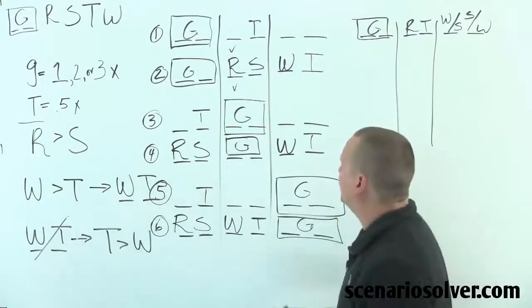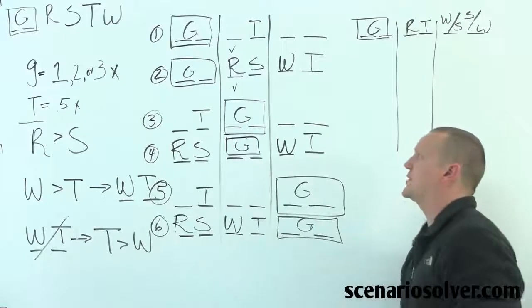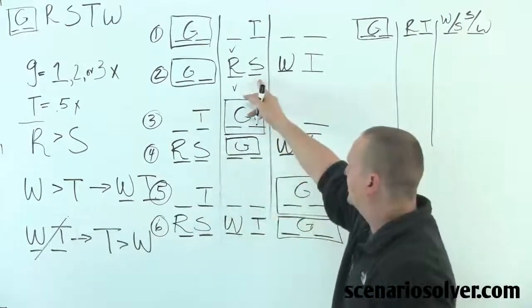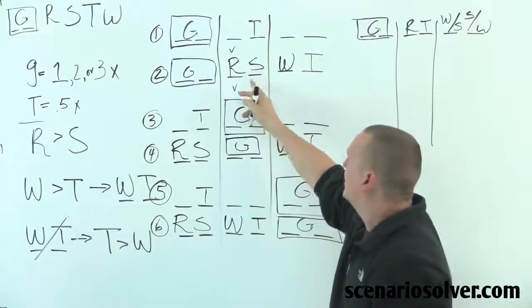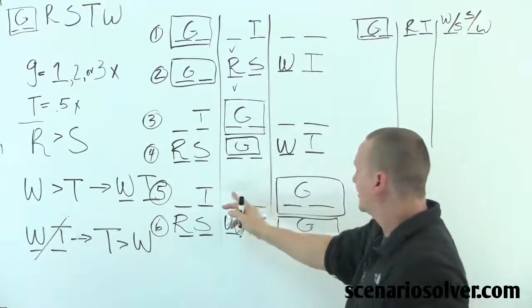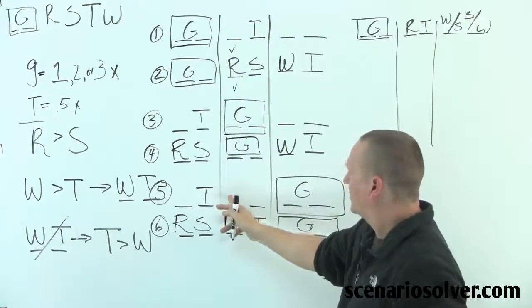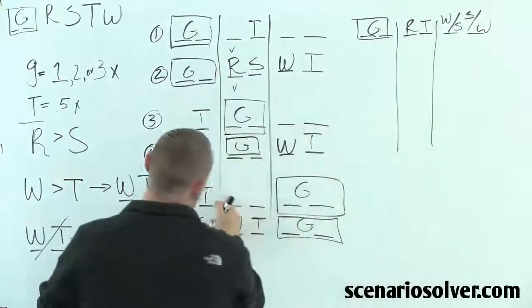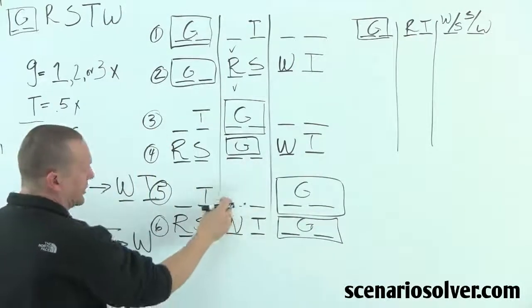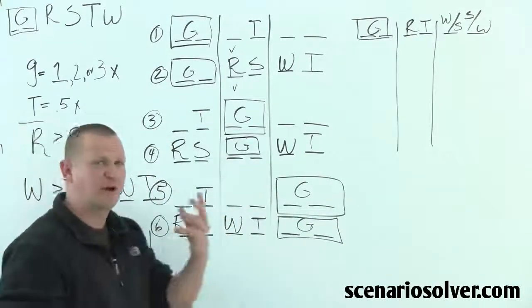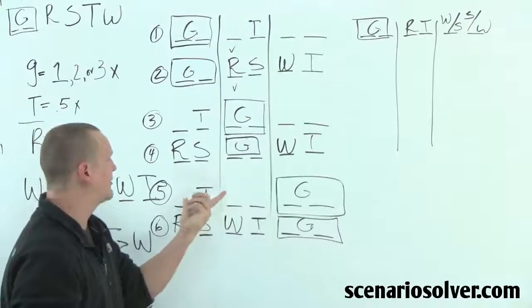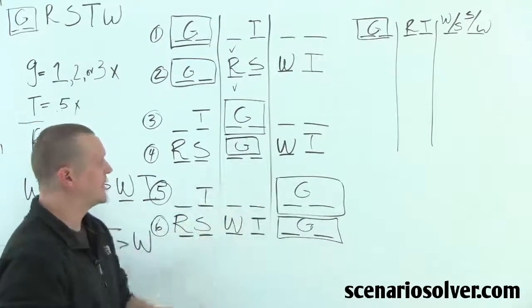Okay, well, let's just ask ourselves, where can S be the third program? S can be the third program here, and S can also be the third program right here. So basically, if you're clever enough and you have the mental stamina, you could know that you have R here and S here and W here.